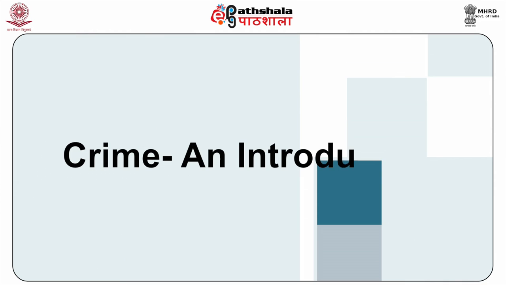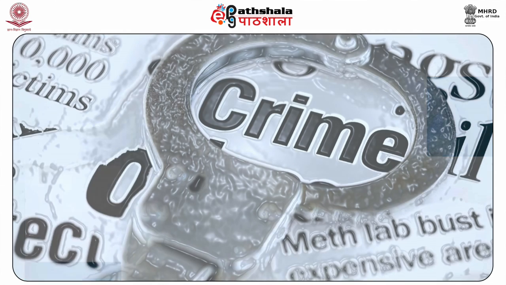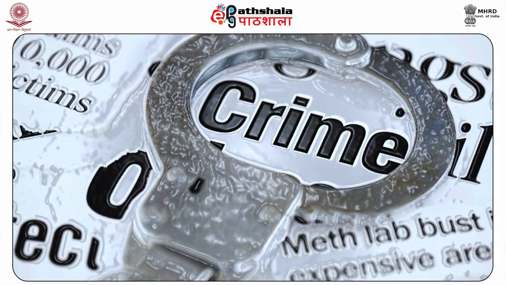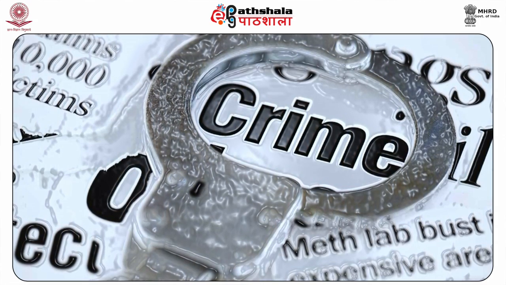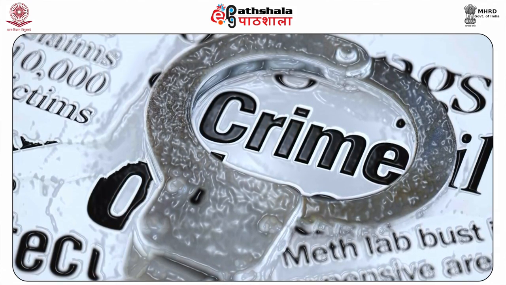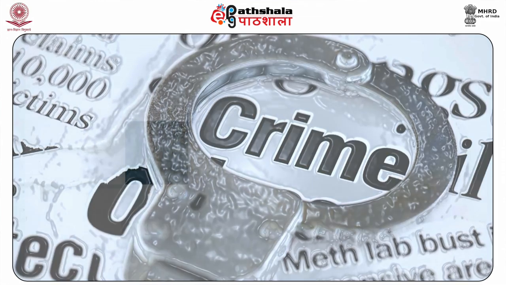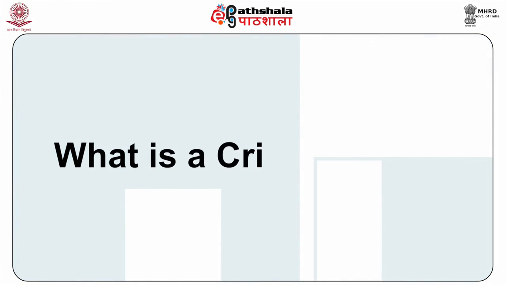First, we'll start with an introduction to crime. What is a crime? Crime is an act or the commission of an act that is not allowed, or the omission of a responsibility that is ordered by a public law, and that makes the criminal accountable to punishment by that law. What is a crime scene?